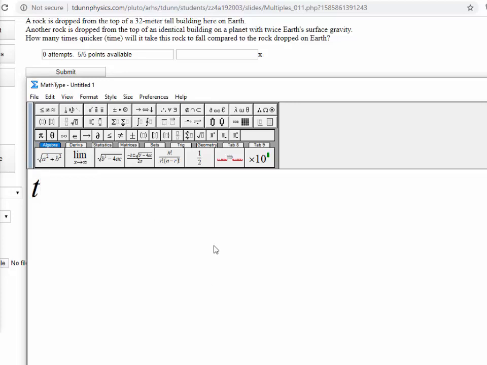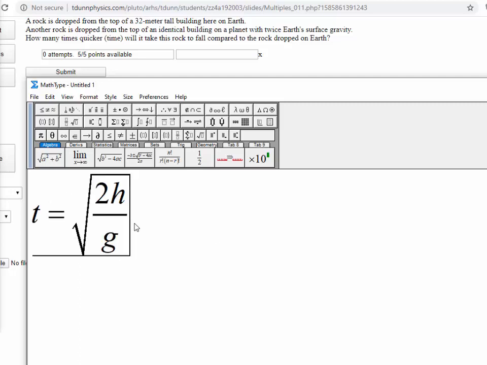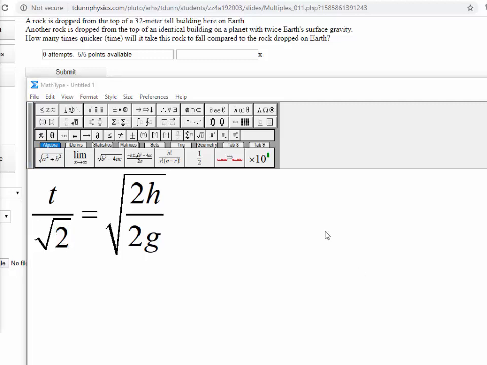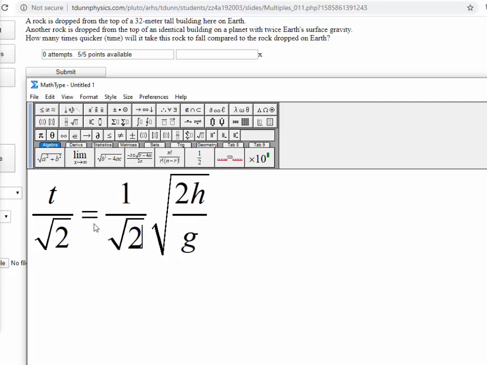Okay, again, our time drop formula, time equals root 2h over g. Now in this case we're doubling the gravity, so if I'm going to put a 2 in here, I better take my time and also put a 1 over root 2 here. So in other words, to this side, we added a 1 over root 2 to this side, and therefore we must divide t by root 2. And in case you don't have this memorized, the square root of 1 over root 2 is 0.707.